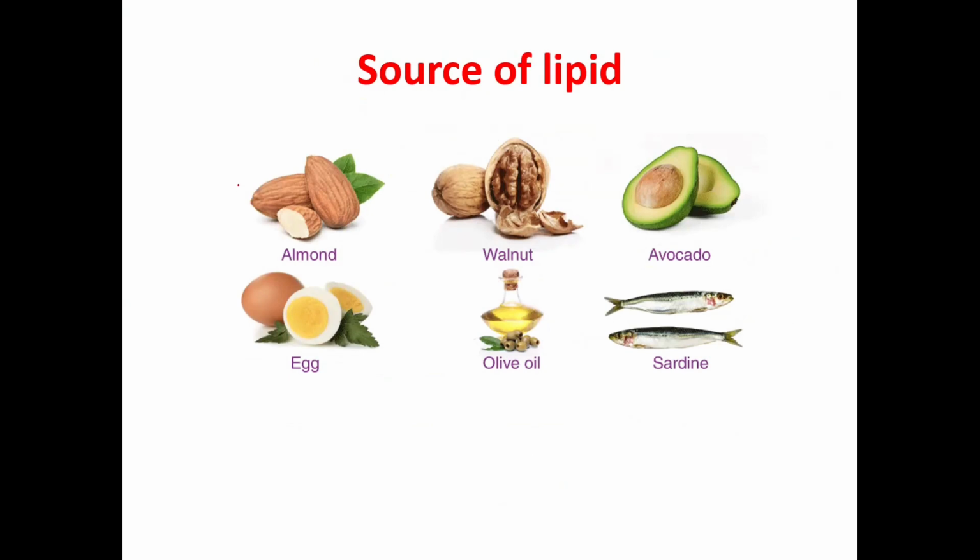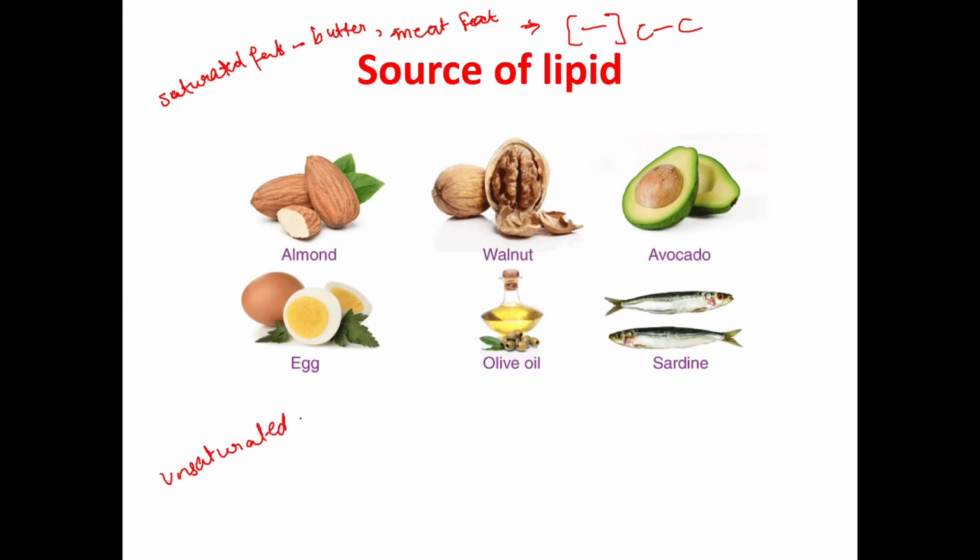Sources of lipids: saturated fats are present in butter. So make a chart of it. Saturated fats like butter and meat fat are the saturated ones. Saturated means the presence of a single bond between carbon and carbon, whereas unsaturated fat is present in oil and nuts, with the presence of double and triple bonds between two carbon atoms.